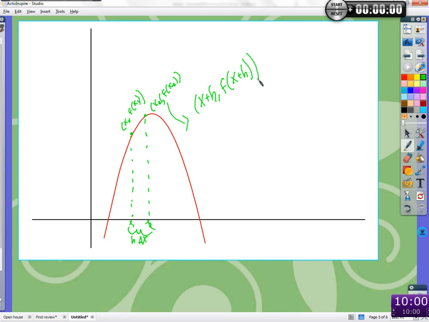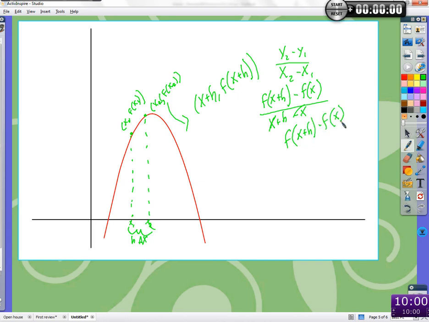If you plug those in to find the thing, which goes with y2 minus y1 over x2 minus x1, it fits in as f of x plus h minus f of x over x plus h minus x. Any questions there?